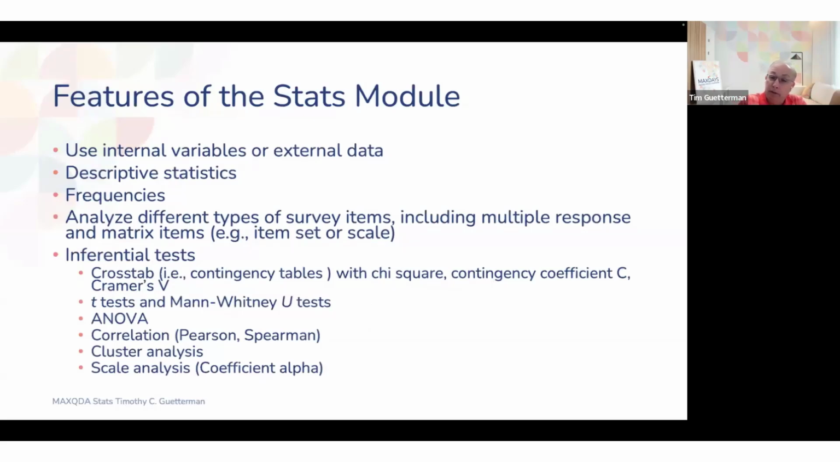You can use internal variables, and by that I mean variables that are stored within MAXQDA, say they're attached to documents, or you can be using external data as well. So you can use a file that you're just bringing in for the purpose of using it on the stats module. So within descriptives, you can conduct things like descriptive statistics, think means, medians, standard deviations, all of that kind of stuff. You can look at frequencies of categorical data.